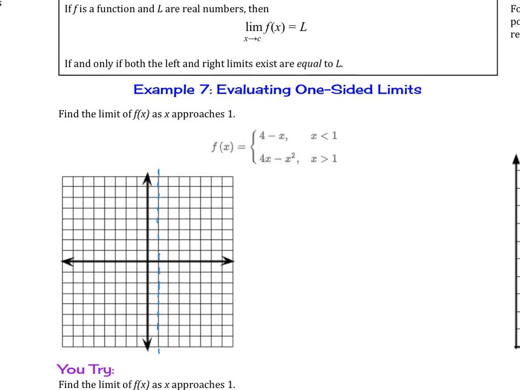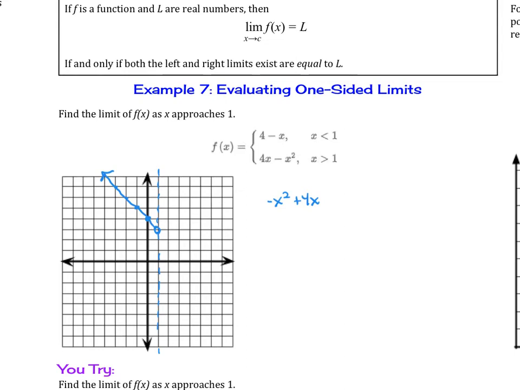So 4 minus x, let's graph that. Our y-intercept is 4, and the slope is negative 1. It's for x less than 1, so I know this is what my graph looks like to the left of 1. To the right of 1, this is 4x minus x squared, when x is greater than 1. So to the right of that asymptote, I'm going to rewrite this as negative x squared plus 4x.